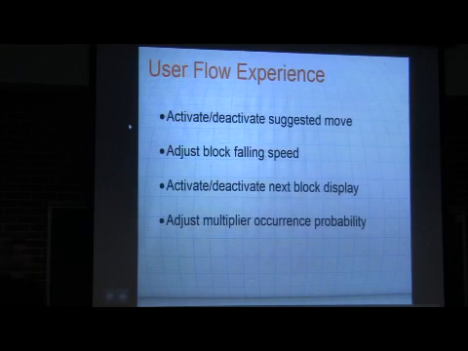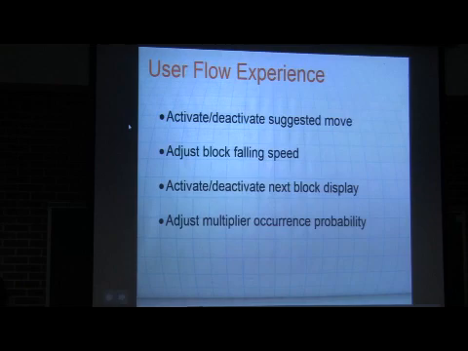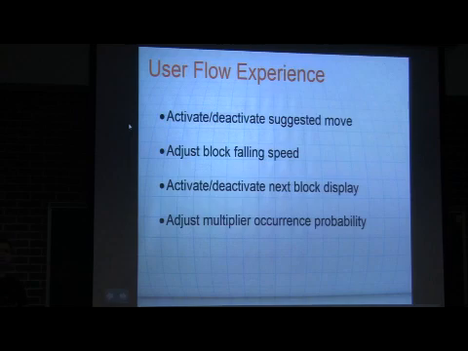And because we talked about flow throughout the class, I'd like to say how the artificial intelligence keeps the users in the flow of the game. As you can see, some of the actions performed by the artificial intelligence based on the statistics would be to activate or deactivate the suggested move, to adjust the block falling speed, to activate or deactivate the next block display in order to allow the user to see what the next block will be or not, and of course to adjust the multiplier occurrence probability. If you're going to play at an easier level, the multipliers will not show up as often, and of course the player will have fewer calculations to do.